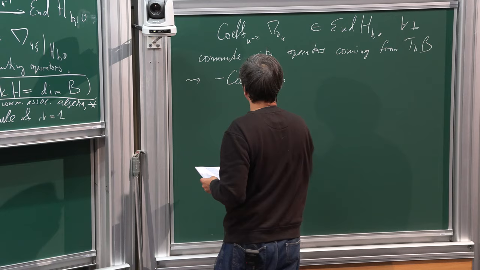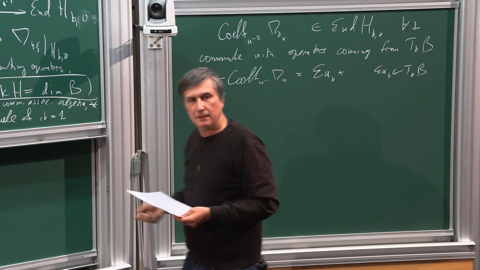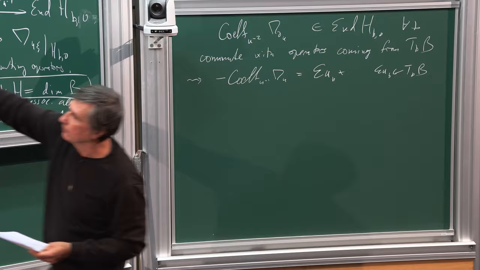And put minus sign, I said it will be multiplication by some vector. Element of u minus square or u minus 1? U minus 2. Because for du, I get pole second order.